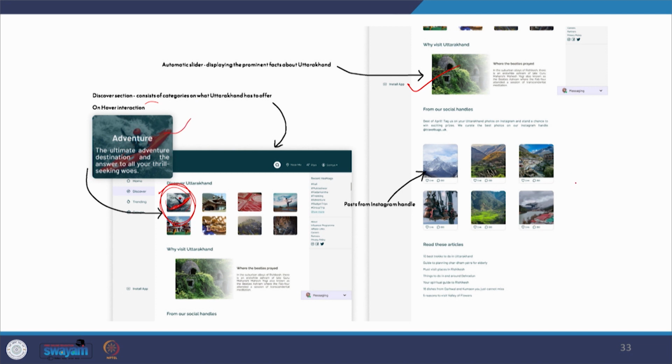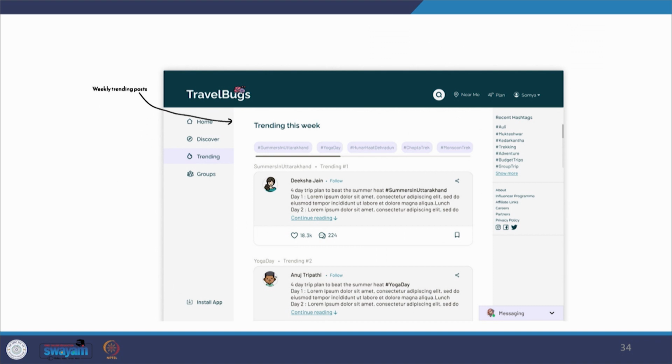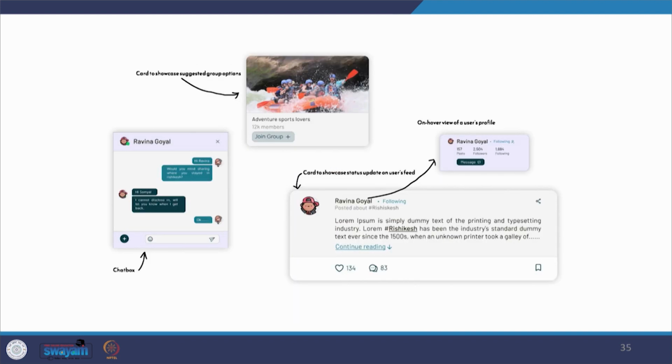And posts from, we can also add posts from the Instagram handle. So a lot of flexibility has been provided here, so that the user can link several of their handles, and make it a very interactive and personalized space. Now here we can see what is trending this week, what has been shared, and how people are communicating. Maybe some occasion is happening, maybe there is some kind of festivity in the state and people would want to go and visit.